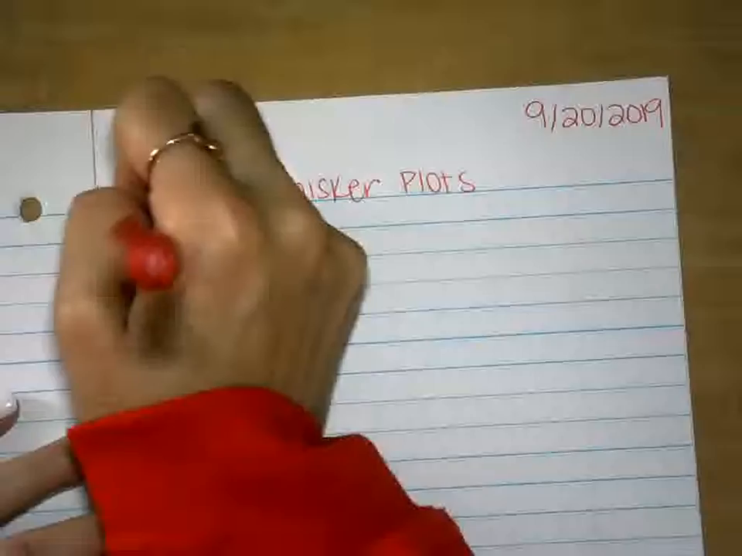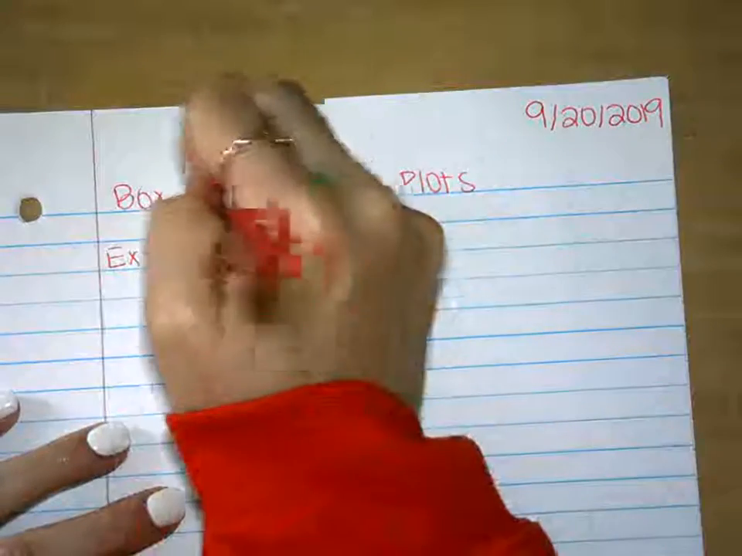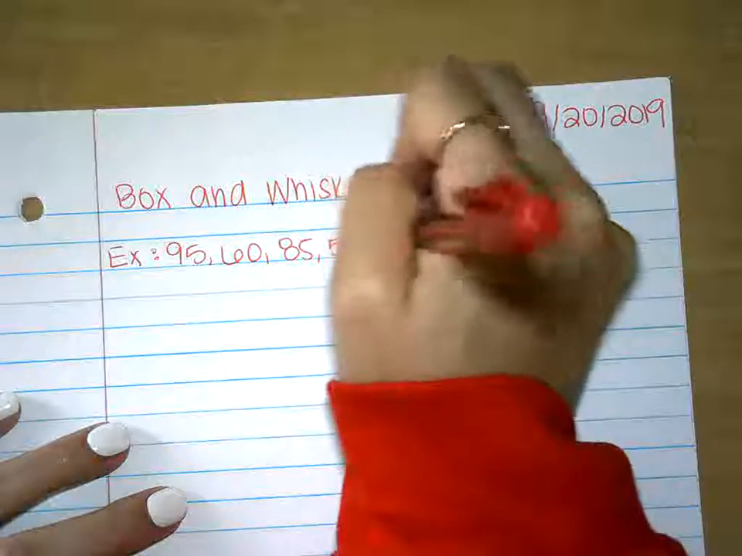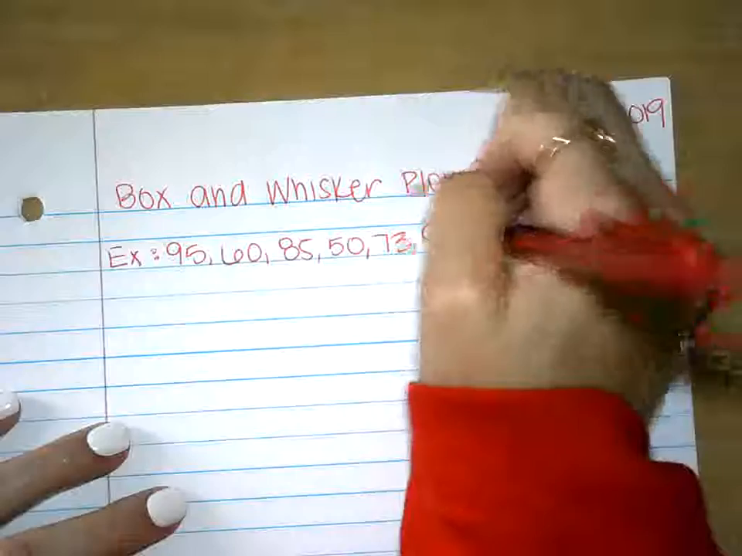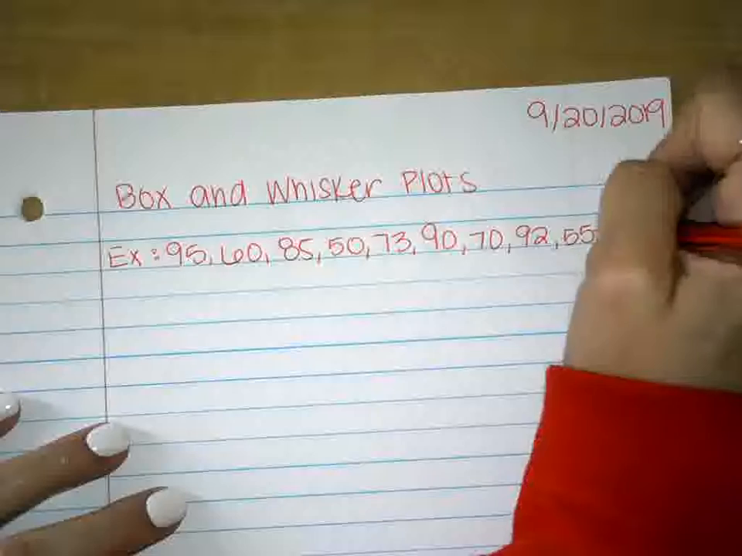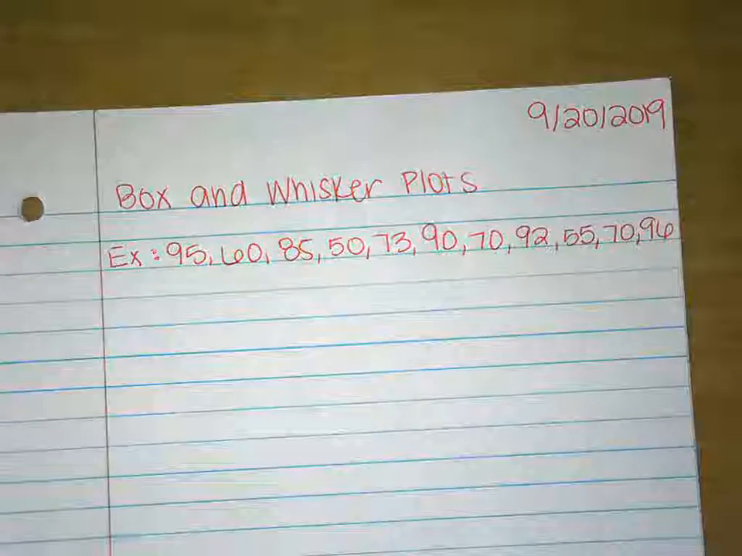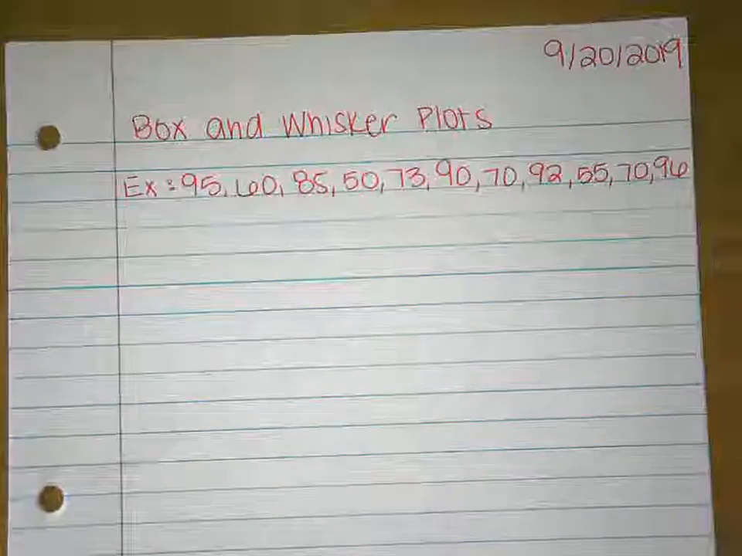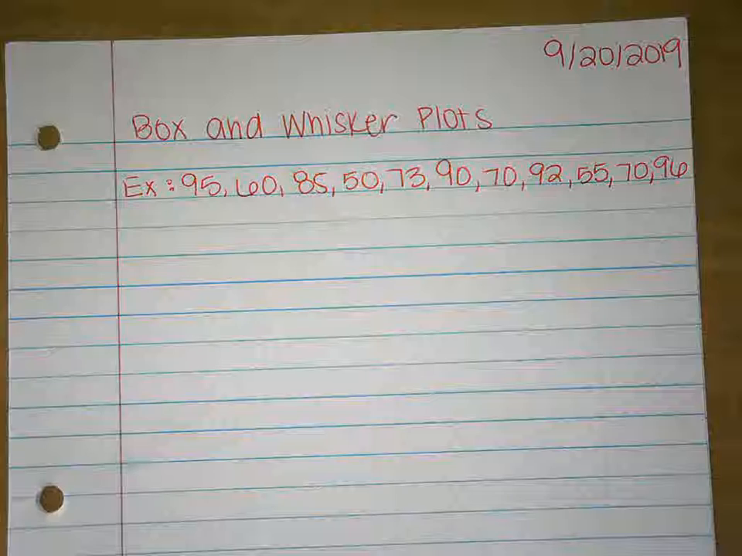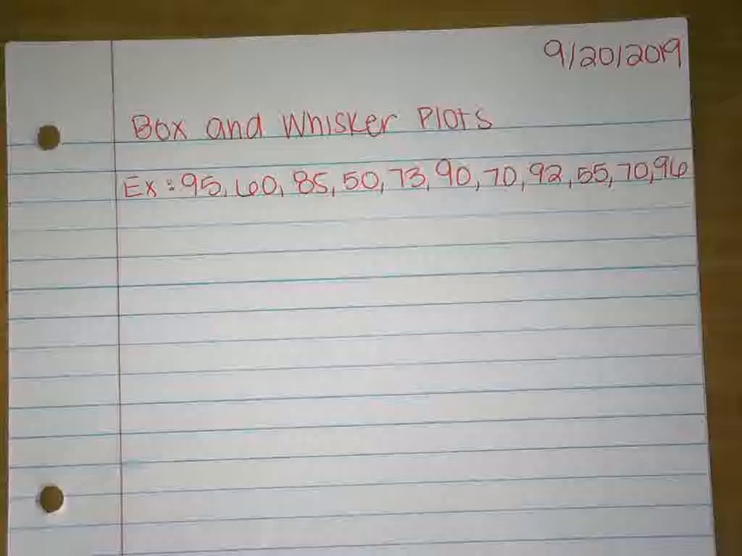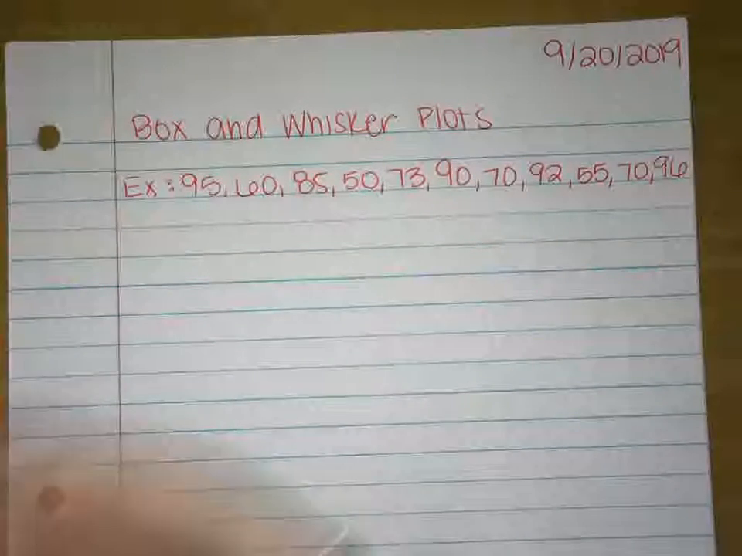Here's our first example. Here are the numbers: 95, 60, 85, 50, 73, 90, 70, 92, 55, 70, and 96. If we look at our steps, our first step is to put our numbers in order from least to greatest. That is the first thing we need to do, and it is the most important step. If you don't do it properly, you're going to mess up somewhere.